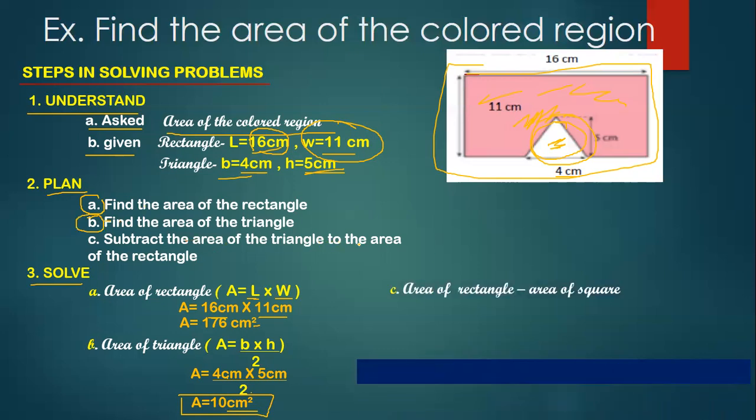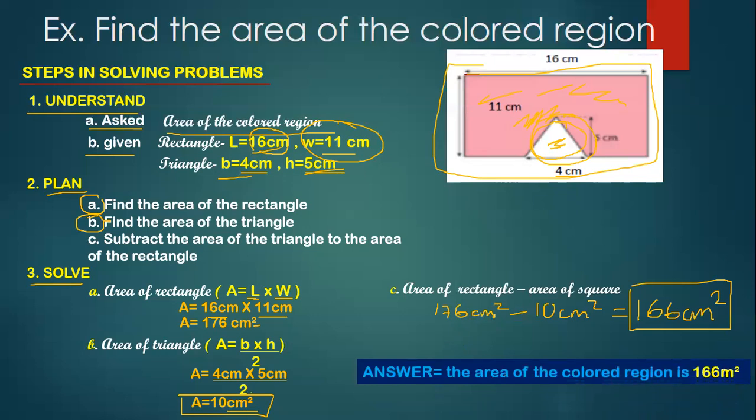So, subtract the area of the triangle to the area of the rectangle. So, una, ano ba ang area ng rectangle? That is 176, okay, cm squared. Okay, babawas natin itong area ng square, which is 10, okay, square centimeters. Okay, para makuha natin yung area ng shaded. Okay, ganun lang yan. So 176 minus 10, that is 166, okay, centimeter square. Okay, so yun pala ang area ng shaded or colored region. So your final answer now is the area of the colored region is 166 square centimeters.